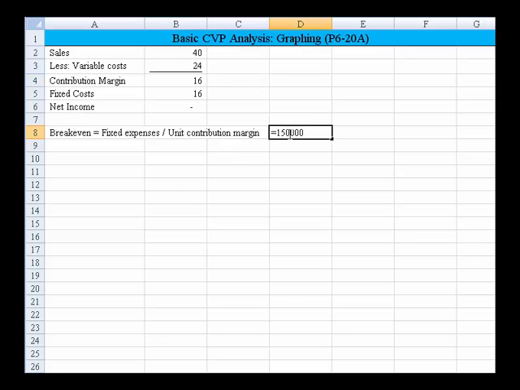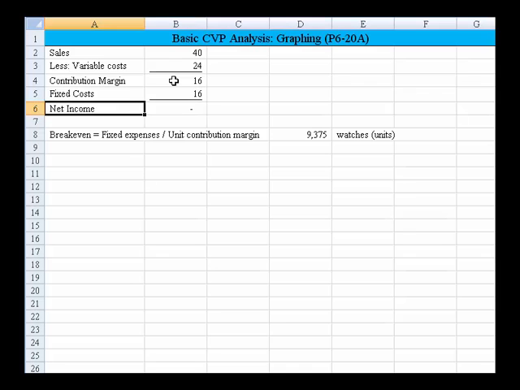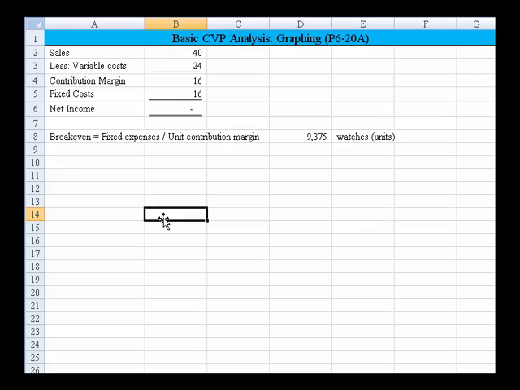$150,000 divided by the $16 per watch cost, and we come up with break-even of 9,375, and that's in units. So I'm going to just type in the word watches or units. Okay, that's how I would solve Part A. Okay, and I'll just format it that way so you can sort of see how we derive the net income. Put a double underline under that, which is 0 at the break-even amount.